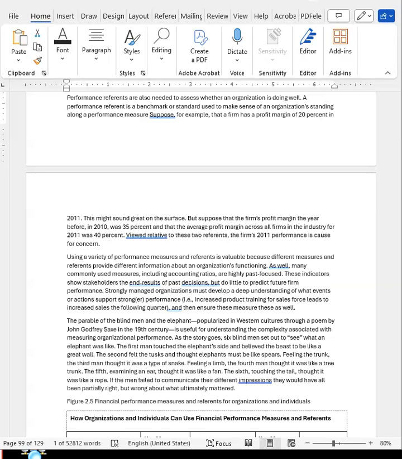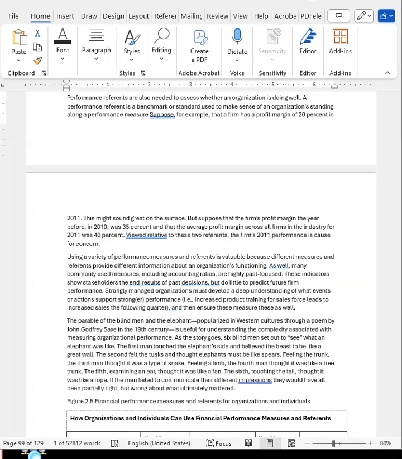Feeling the trunk, the third man thought it was a type of snake. Feeling a limb, the fourth man thought it was like a tree trunk. The fifth, examining an ear, thought it was like a fan. The sixth, touching the tail, thought it was like a rope. If the men failed to communicate their different impressions, they would have all been partially right, but wrong about what ultimately mattered.